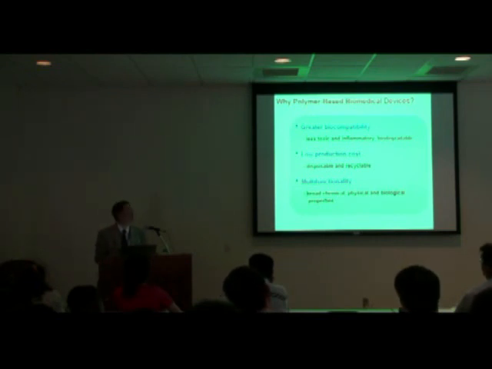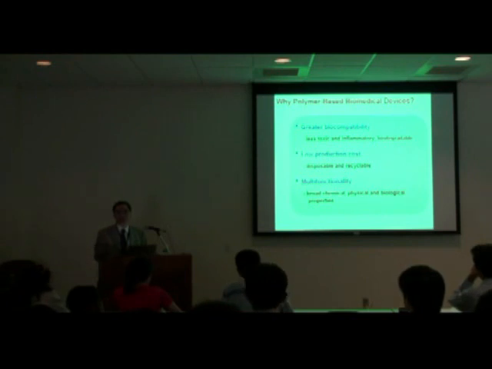The third one is that the polymer and the biomolecule essentially have the same chemical structure. A biomolecule is essentially a biomaterial, essentially a polymer. Therefore, it's easier to add different types of functionality: chemical, physical, and biological. Those are the advantages of polymer materials.